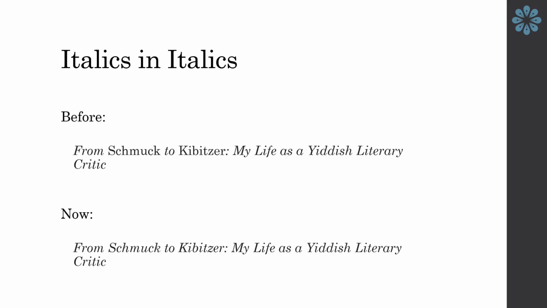Another change has to do with titles. In the past, italicized titles that contain words that are normally also in italics would be styled as in the first example. Notice how Schmuck and Kibitzer are both in Roman font. The 18th edition allows for italicizing the entire book title, as you can see in the second example.